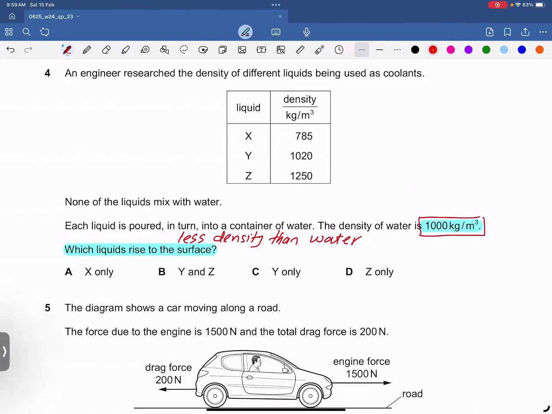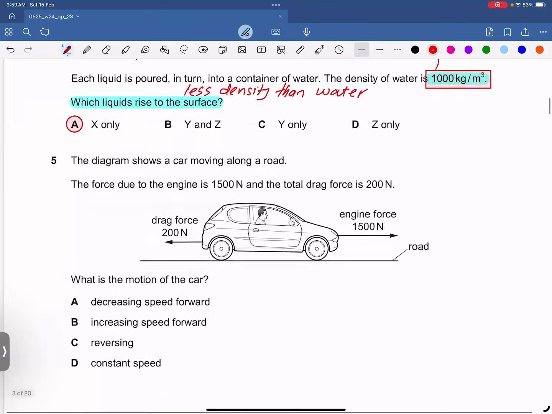So check which number is less than 1000. So less than 1000 is 785. This will float. So the right option is X. Option A. This will float. Other two have more density, they will sink. Proceed to question number 5.